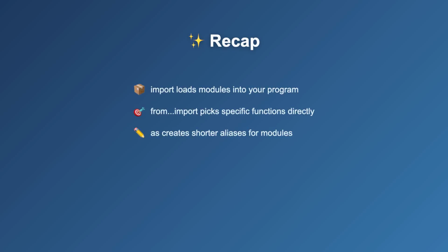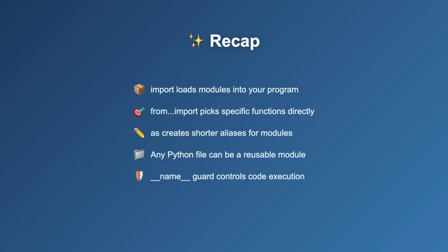Let us recap modules and imports. Import loads modules; from imports specific items. As creates aliases, and any file can be a module. The name guard controls what runs on import.